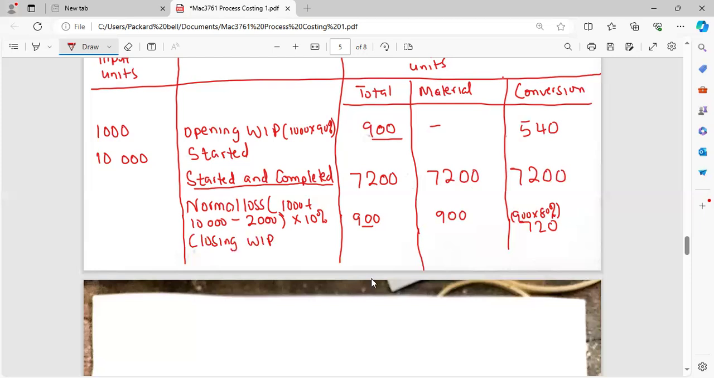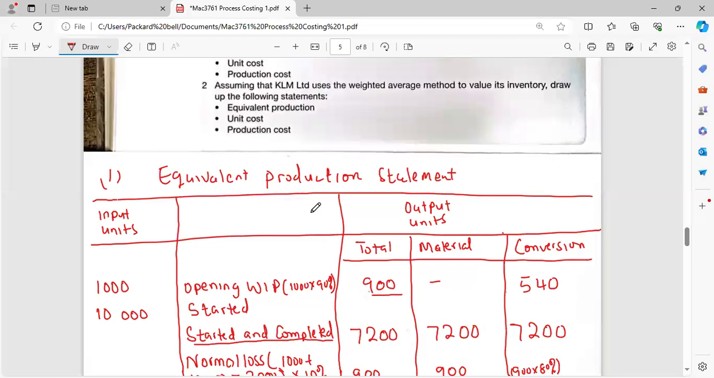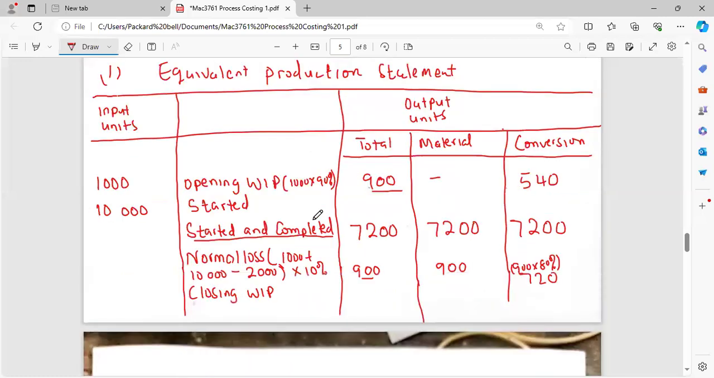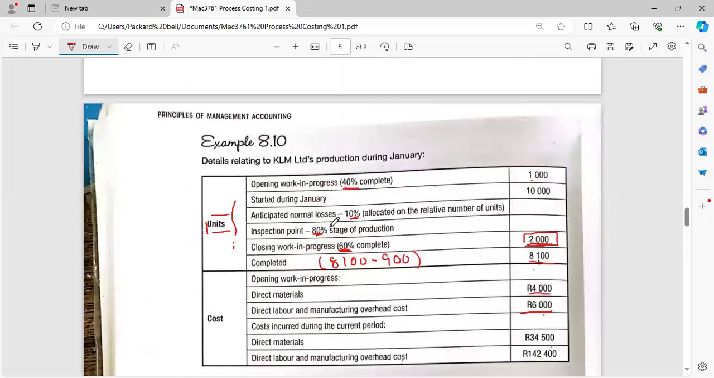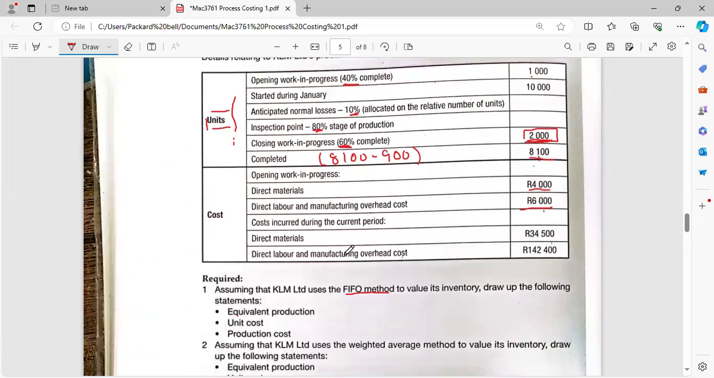So our closing work in progress, I saw this one on last year's test 2, I think it's the one that we're going to do. Is there this question for process costing on test 2? Right, so we want the closing work in progress.